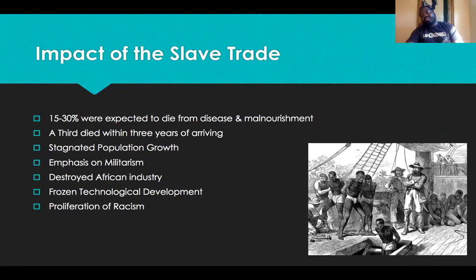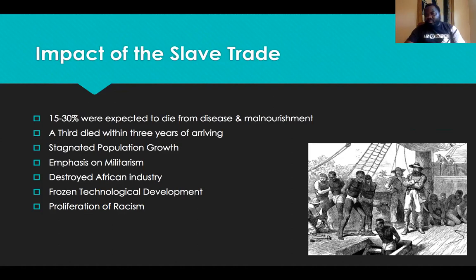So a lot can be said about the impact of the slave trade. Like I said at the beginning, the impact of the slave trade on the Americas is far more documented. It is not documented enough, but it has been far more documented. And we see it in the lived experiences of Black people in the Americas, in the U.S., and as well as other parts of North and South America.